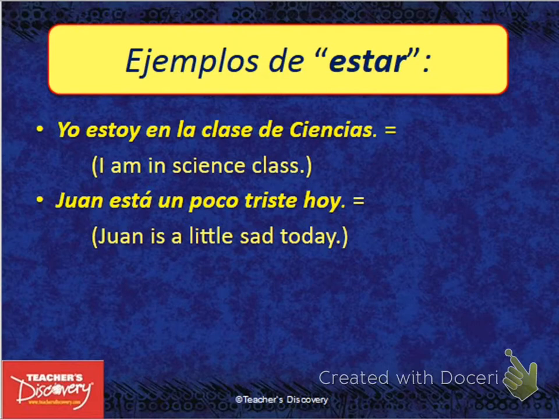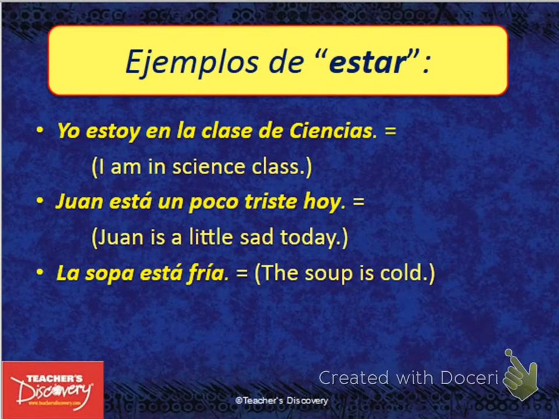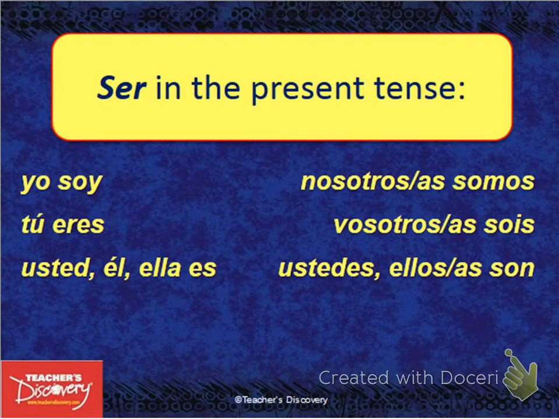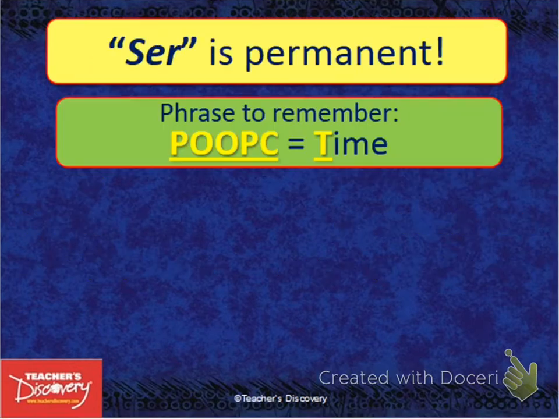Okay. So another example here, I am in science class. I am a little bit sad, so that's an emotion. Soup is cold, that's a condition. And he is in Santiago, that's a location. Being from, we're going to get to in just a minute. Okay. Then ser, we should know: soy, eres, es, somos, son.